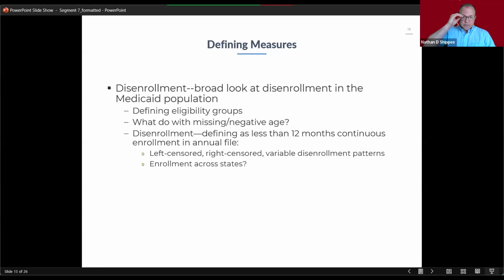And lastly, disenrollment. Imagine that you are defining as less than 12 months. We looked at 6 months and 12 months, but just think of one of the ways that we were measuring this was 12 months of continuous enrollment in the annual file. And again, we were looking at 2019. Well, as I mentioned yesterday, disenrollment and missing data can come on the left censored side. So somebody was newly enrolled during the year. They may have been enrolled in a previous year, but for this year, maybe their first month of enrollment was March. Well, they are already enrolled for less than 12 continuous months.